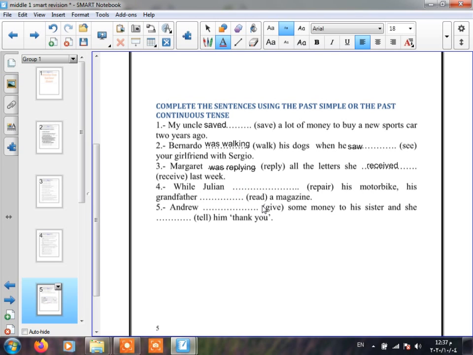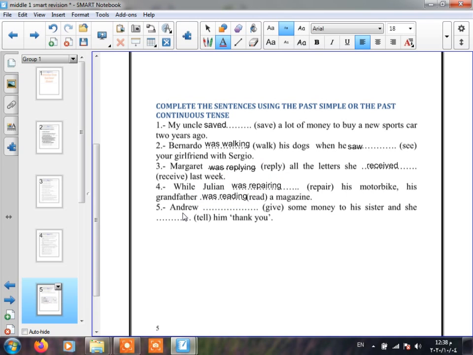Okay? Okay, number 4. While Julian does repair his motorbike, his grandfather does a magazine. So here we have two actions that were happening in the past, but without any interruption. While Julian was repairing his motorbike, his grandfather was reading. Two actions in the past that were happening together at the same time without any interruption.